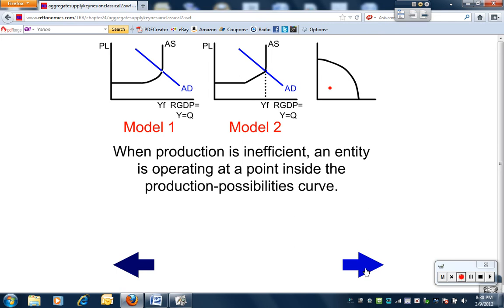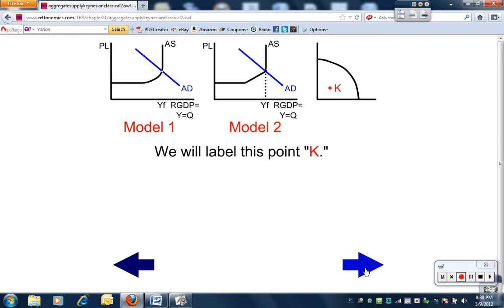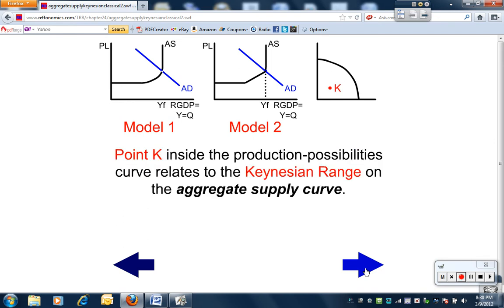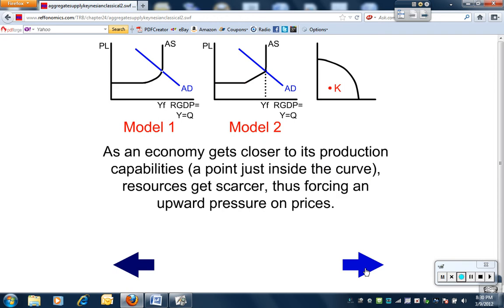I was just talking about an entity operating at a point inside of this PPC. We'll label this K on this graph. This actually represents the part of the curve that is related directly to the Keynesian range on the aggregate supply curve. So this point K, again, relates to the Keynesian part where we are not efficient. We're producing, but we're inside of our production possibilities curve.